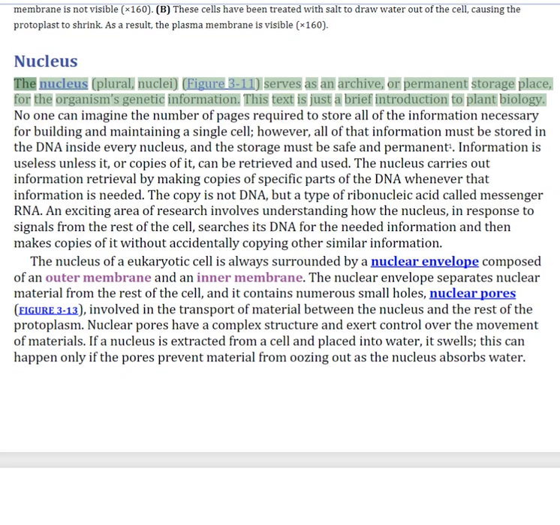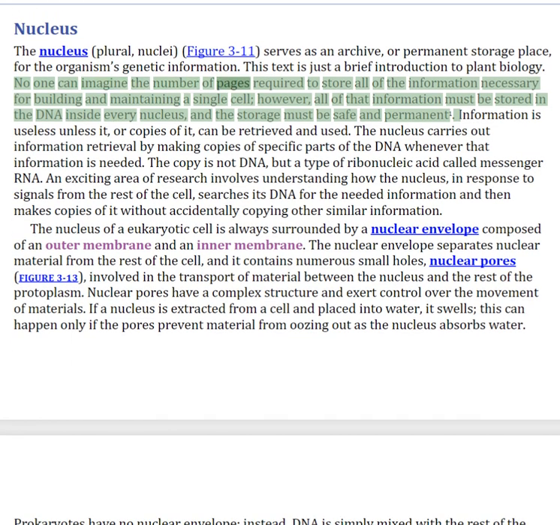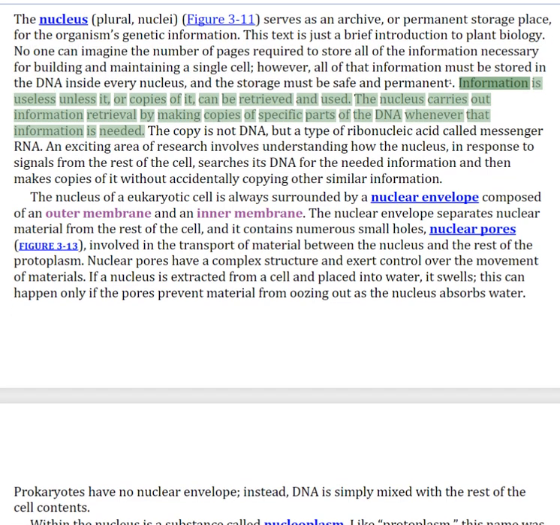Nucleus. The nucleus serves as an archive, or permanent storage place, for the organism's genetic information. This text is just a brief introduction to plant biology. No one can imagine the number of pages required to store all of the information necessary for building and maintaining a single cell. However, all of that information must be stored in the DNA inside every nucleus, and the storage must be safe and permanent. Information is useless unless it, or copies of it, can be retrieved and used.